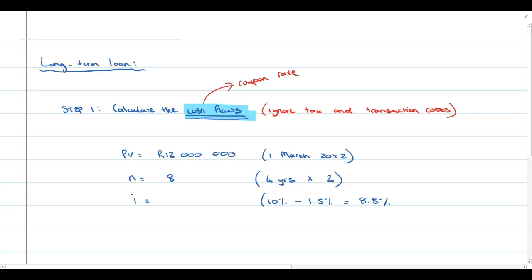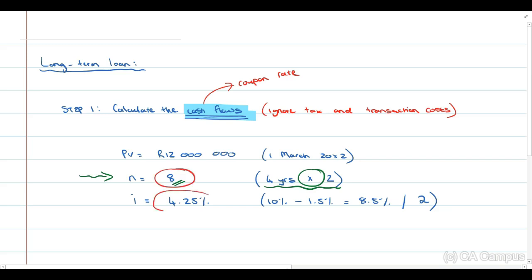Now please note that 8.5% is an annual rate, and you need to be consistent. We are making payments twice a year. So if N is 8, in other words, we've taken 4 years and we've multiplied by 2 to get to 8, then the coupon rate must also be the rate for a 6-month period. So I need to divide this by 2 so that I have a coupon rate of 4.25% for each 6-month period. So you are being consistent. This is 8 6-month periods, and that is the coupon rate for a 6-month period.